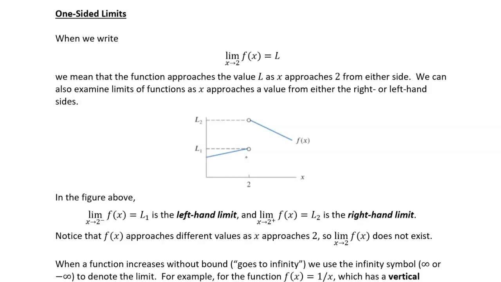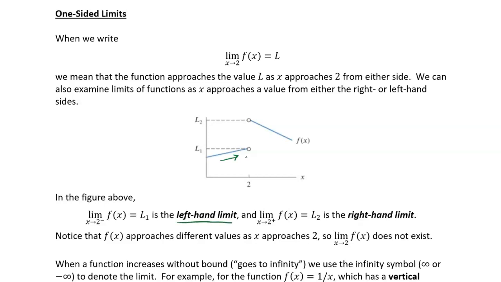If we sneak up on 2 from the left, then we approach a limit L1. We're not actually going to go to 2. We're just sneaking up on it. And as we get closer and closer to 2, the value of the function gets closer and closer to L1. That's called a left-hand limit.